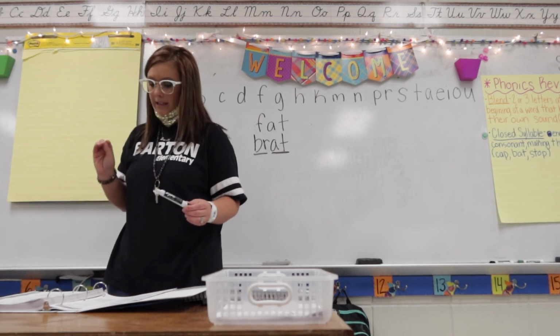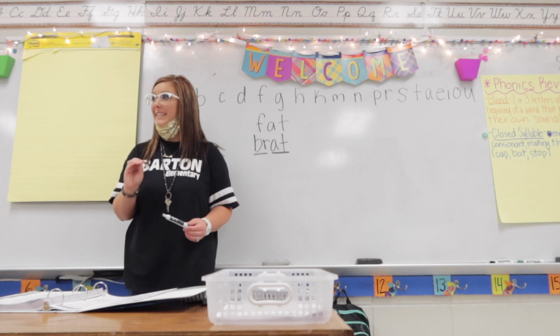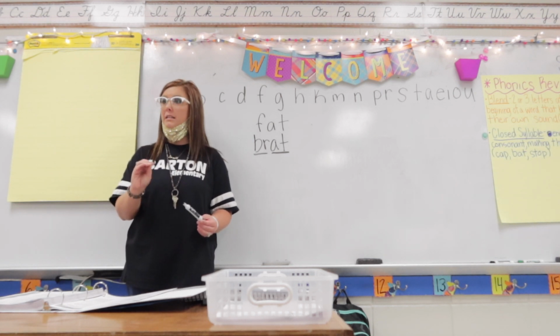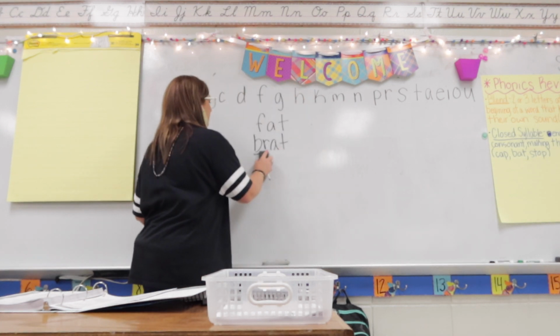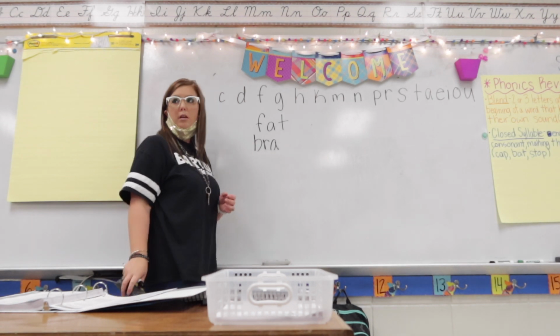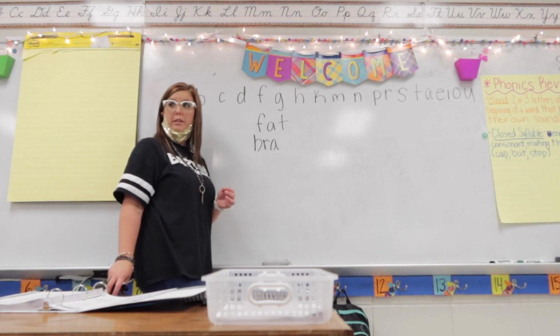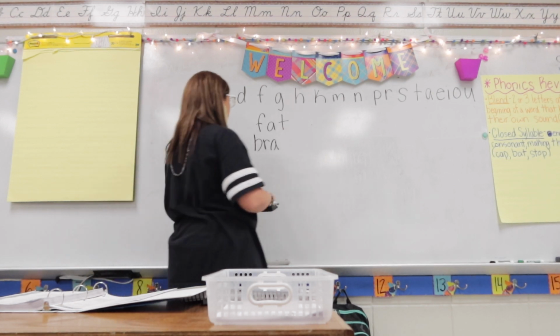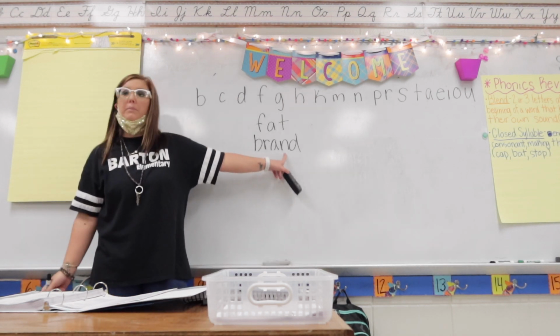Now I want you to take away the T at the end of brat and make the word brand. Brand. If I took away the T on brat and made brand, what two letters am I adding? Everybody? D. What was it? Nope, not just a D. N-D. And D. Brand. If you added just a D, that would be Brad.